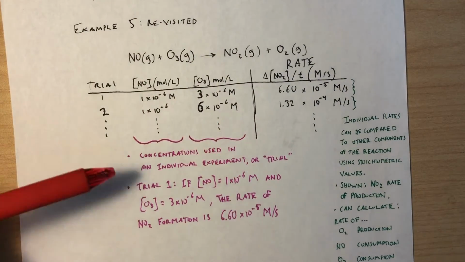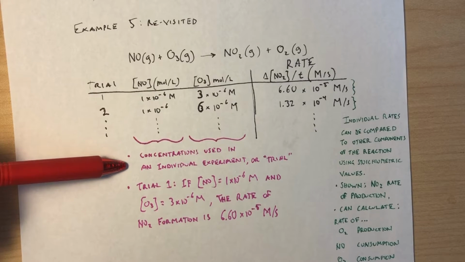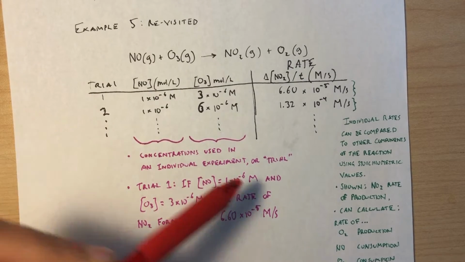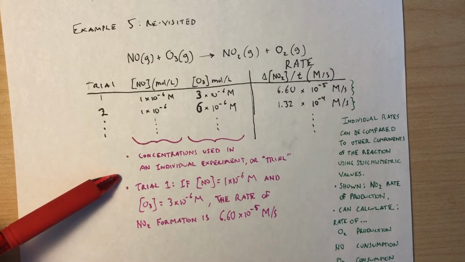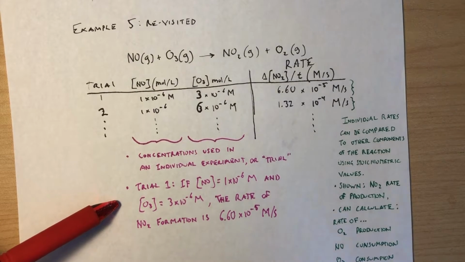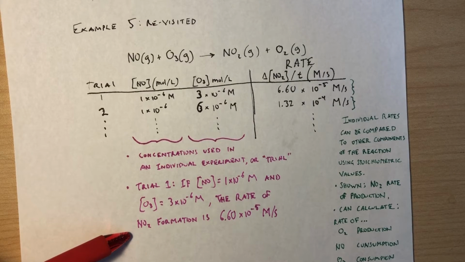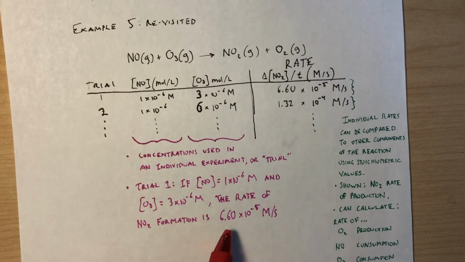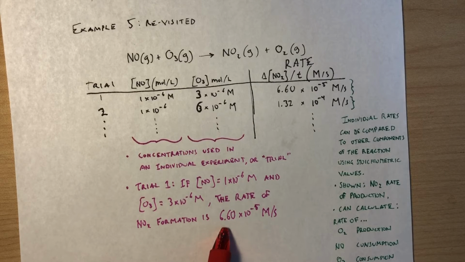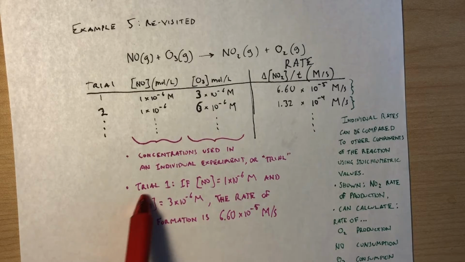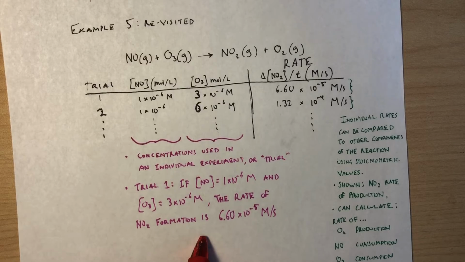So first, in these two columns, these are the concentrations used in individual experiments. They're called trials, but really each row can be considered an individual experiment. In trial 1, the concentration of NO was started at 1 times 10 to the negative 6 molar and the concentration of ozone was 3 times 10 to the negative 6 molar, and the reaction rate of NO2 formation is 6.60 times 10 to the negative 5th molar per second. That's how you can read an individual trial.